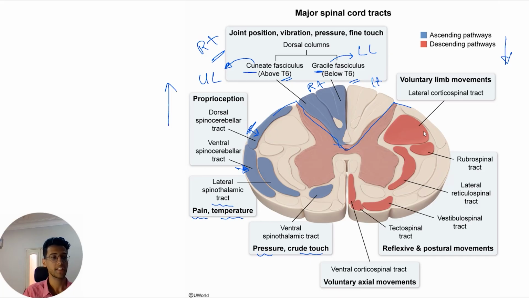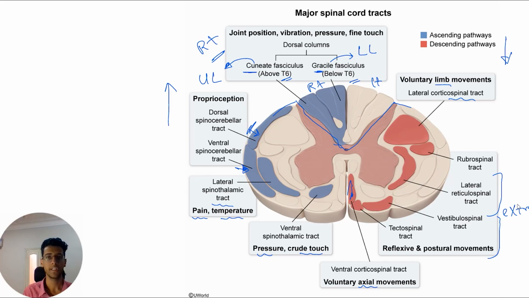Now let's move to the descending tracts. We have a very important tract called the corticospinal tract. We have also a lateral one of it and a ventral one of it here. The lateral one is responsible for voluntary limb movement, and the ventral part is responsible for axial movement. Okay, we have as well the extrapyramidal tracts. All of these four are extrapyramidal tracts that are responsible for coordination of movement, reflexes and postural movement. That includes the rubrospinal tract, lateral reticulospinal tract, vestibulospinal tract, and tectospinal tract.